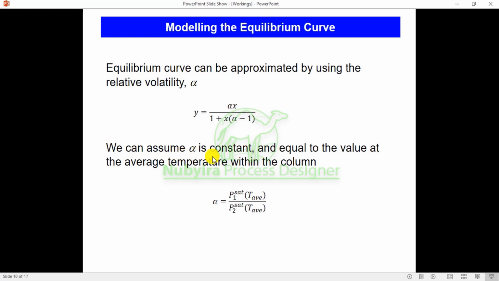Because relative volatility will be changing with the temperature of the stage, each stage is supposed to have different relative volatility, or even each section of the stage, if you want to model the system rigorously. But we are making it as simple as possible. So that's why we just assume an average temperature for the whole column.